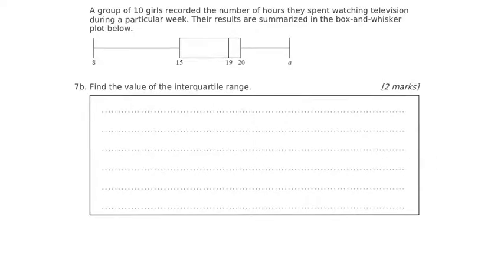7b, find the value of the interquartile range. Well, the interquartile range is equal to Q3 minus Q1. In this case, Q3 is 20, the largest value in the box, minus 15, which is the lowest value in the box. So the interquartile range is equal to 5.